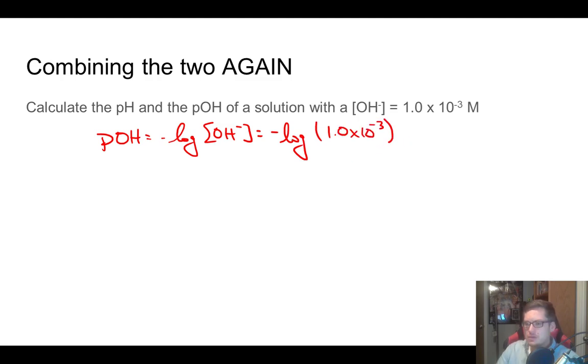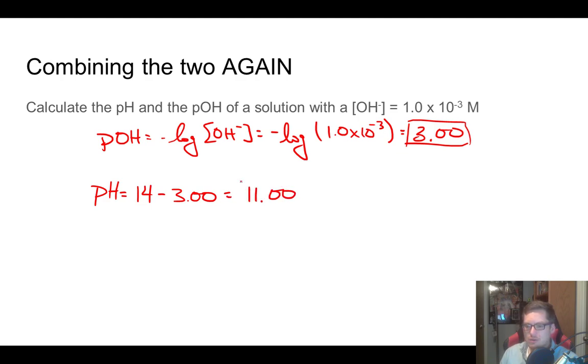So this will just be 3, pretty sure, but we can prove it to ourselves. Negative log of 1 e to the minus third. Sure enough, 3. And how many sig figs do we want? This has 2 sig figs, so that means this would be 3.00. So that's your pOH. And then your pH, remember pH plus pOH equals 14. So if we subtract that from 14, we get our pH. We say 14 minus 3.00, so we get 11.00 is your pH.